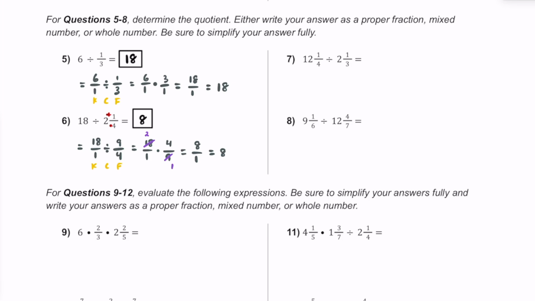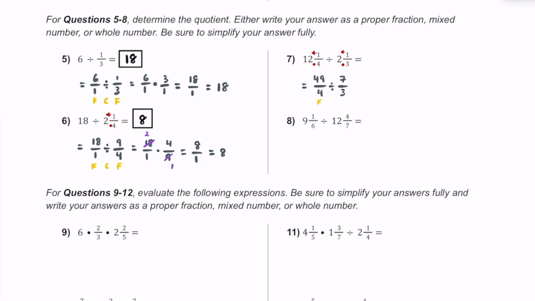For number 7, we have 12 and 1/4 divided by 2 1/3. So let's go ahead and turn these both into improper fractions first, right? Just like we did in the past couple examples. So 12 times 4 is going to be 48, plus the 1 is going to be 49. So we're looking at 49 over 4 divided by, and 2 times 3 is 6 plus 1, that's going to be 7. So it's going to be 7 over 3.